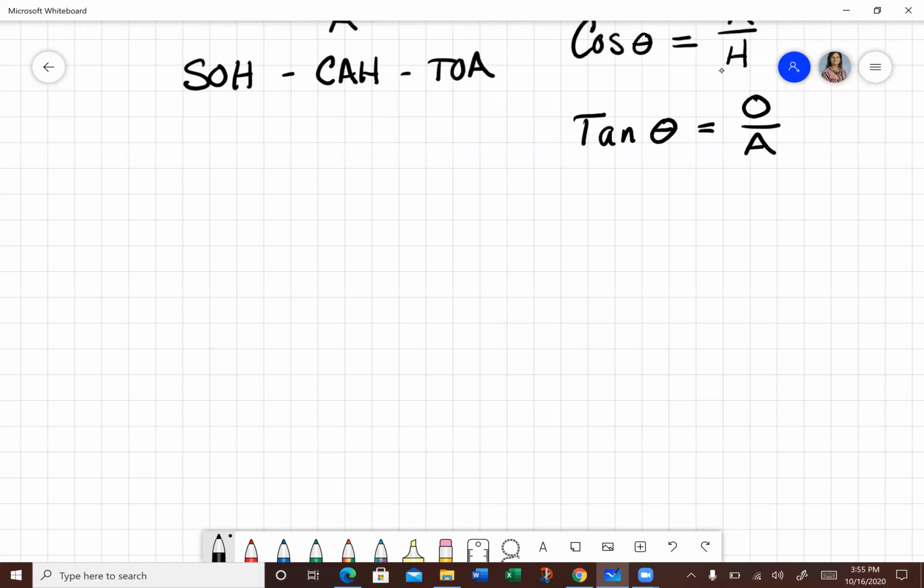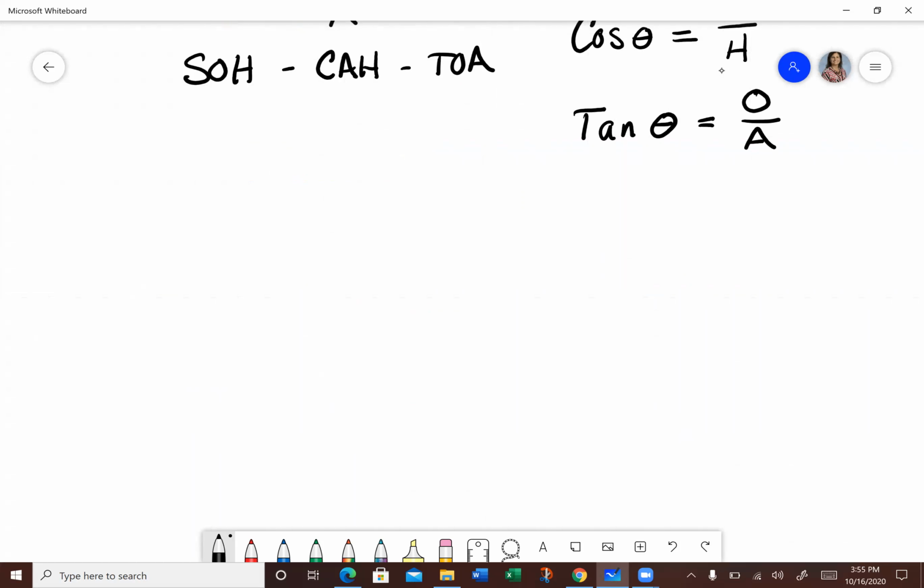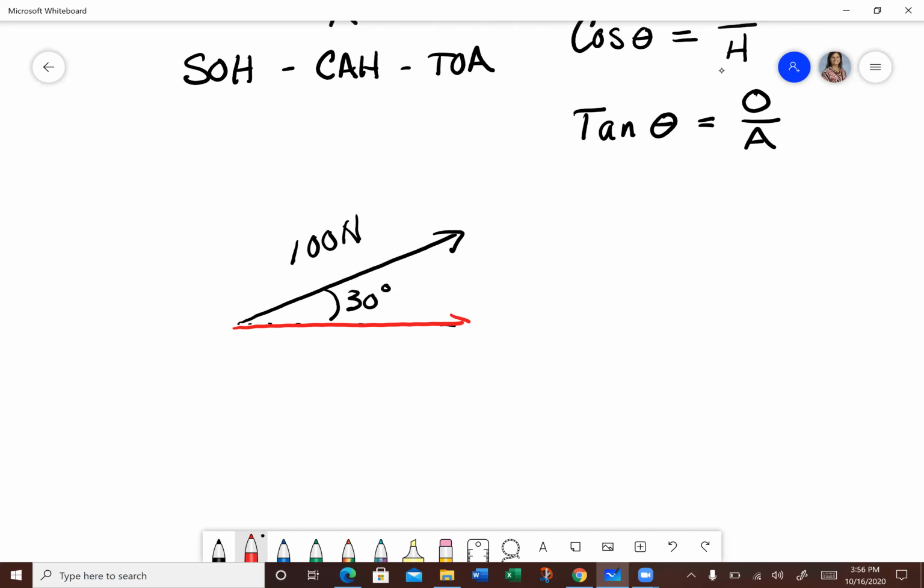So I have a vector, right, that I might say, here is my vector that is worth 100 newtons at an angle of 30 degrees. I can figure out its x component and its y component using the trig, right? So using the trig, this would be my hypotenuse. That's my x component, that's my y. And as far as x, that's the same as the adjacent side. And then this is the same as the opposite side, as we had previously.